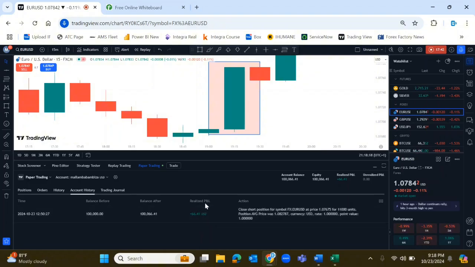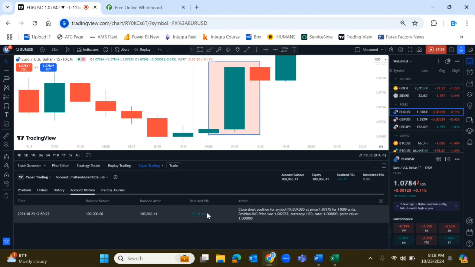Look at it, realized P and L. This P and L means profit and loss. So by seeing this plus beside it, it means it was an addition, which means it was a profit. So this is what you stand to gain if you make your own analysis well, and have an understanding of what this price is making.